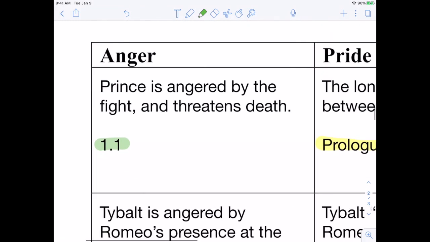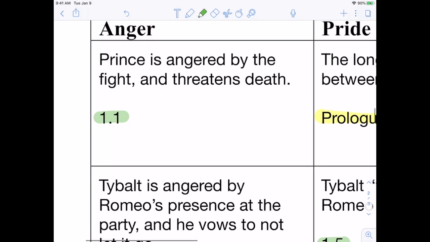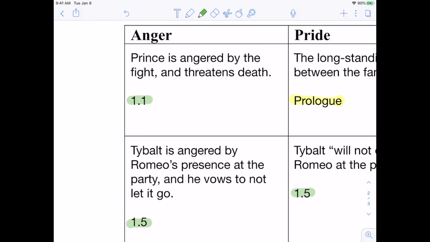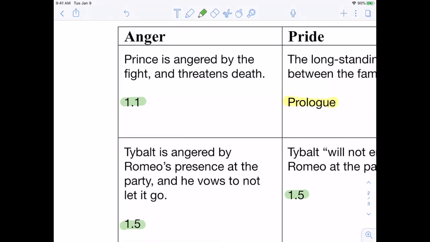Okay, on the second page, let's go with anger. So when the fight does break out in Act 1, Scene 1, the prince is angered by the fight, and he ends up threatening death, right, to those who reignite that fight. In Scene 5, Tybalt is angered by Romeo's presence at the party, and he vows not to let it go. So in both of these instances, the prince and Tybalt, their anger resulted in really serious threats.